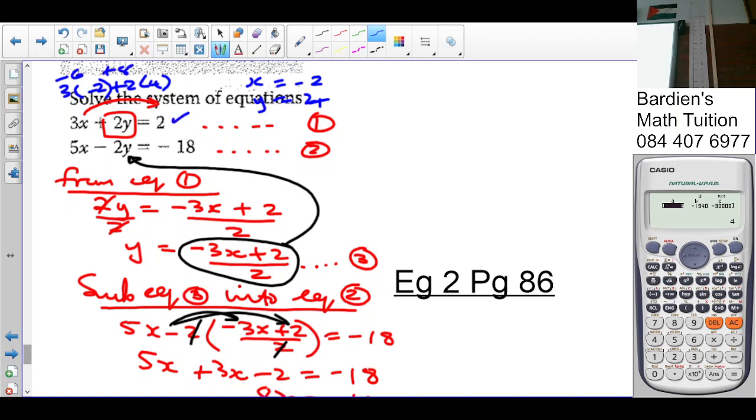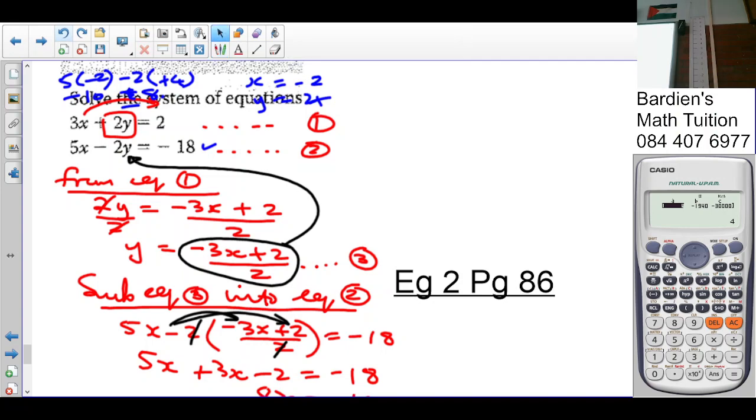Can you see that? Let's test on equation 2. Equation 2 is going to be 5 times negative 2 minus 2 times 4. It's negative 10 minus 8, which is negative 18, which makes that correct. You see that, people? And the sum would have been worth 5 marks. Okay.